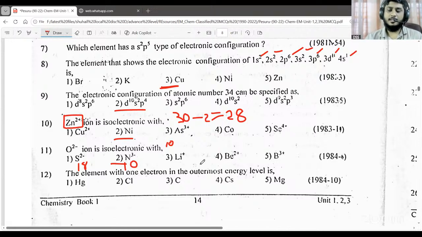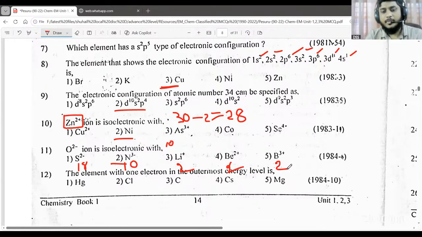The other thing we'll see: lithium 1 plus will have 2 electrons. Beryllium 2 plus will also have 2 electrons. B3 plus will also have 2 electrons. Look at these three having 2 electrons each. So the answer is the second one.